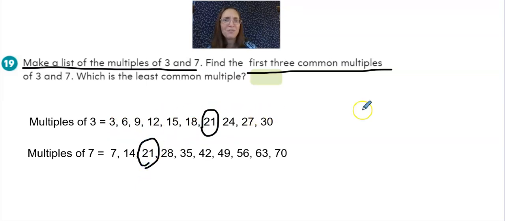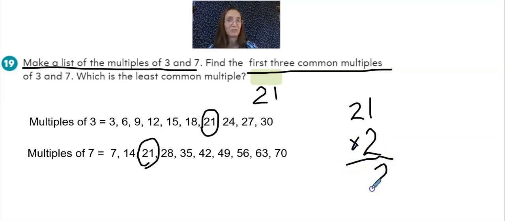But for me to use these lists to figure out what their next biggest common multiple is, I'm going to have to write a lot of multiples. What if instead I say that 21 is their least common multiple, which is 7 times 3? What would 21 times 2 be? 2 times 1 is 2. 2 times 2 tens is 4 tens. So 42 is the second common multiple of 7 and 3.